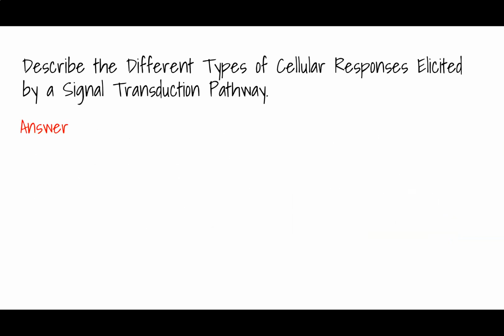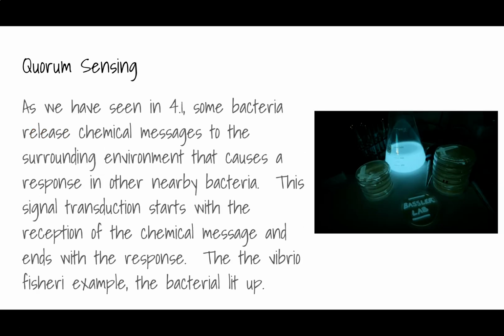How about some signal transduction? Let's put it all together. So, describe the different types of responses that could happen. Let's see. Quorum sensing. We talked about this. This is where the bacteria, as we saw in 4.1, release chemicals into their surrounding environment. If there is enough population density, you'll notice here, it's going to be hard to see the red. Oh, no, there it goes. You will notice there will be a glow. And that is, once again, the Vibrio fischeri. Should have capitalized that V. Sorry about that.